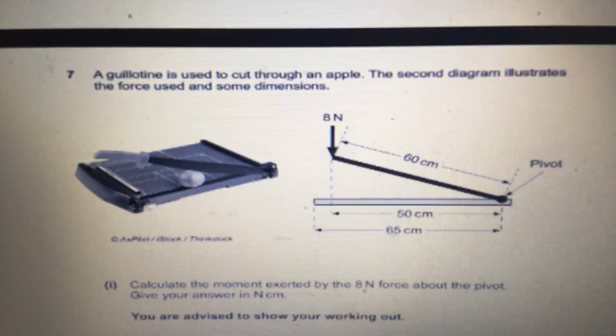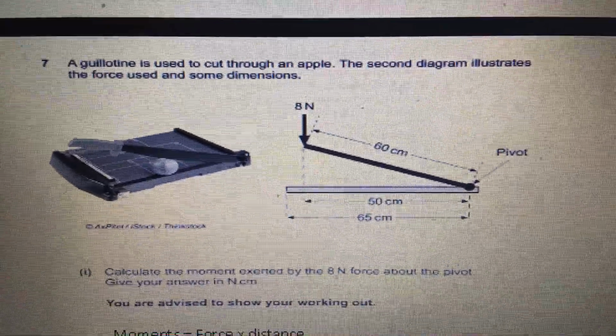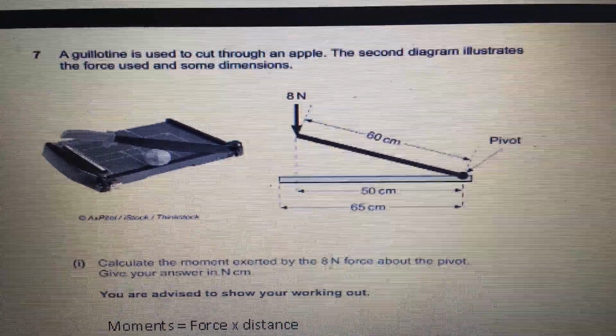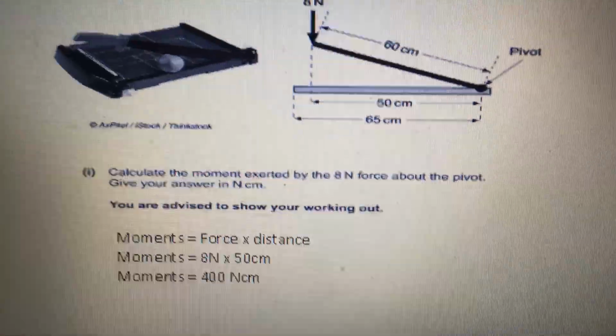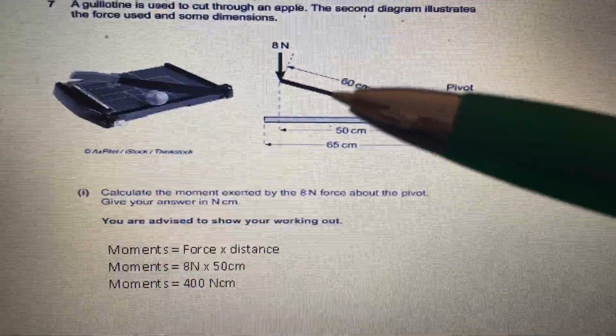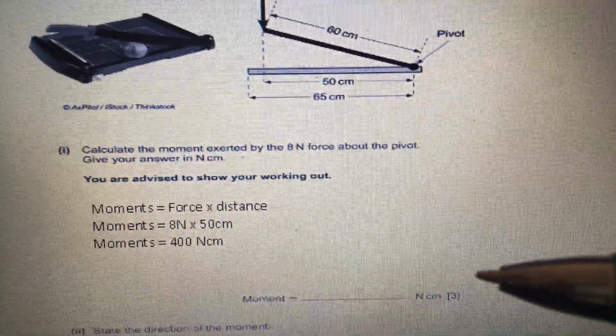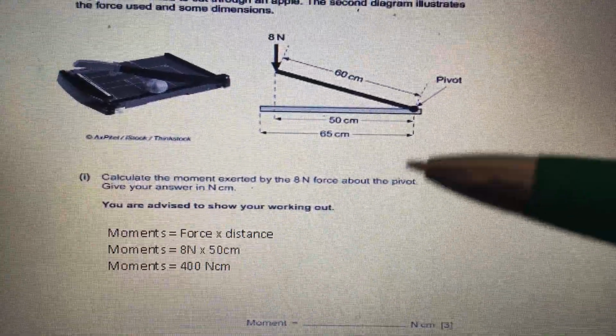Now let's have a look at this one. A guillotine is used to cut through an apple. The second diagram illustrates the force used and some dimensions. Calculate the moment exerted by the 8 Newton force, which is here, about the pivot. Give your answer in Newton centimetres. So this is a 3-mark question, so it's relatively straightforward.